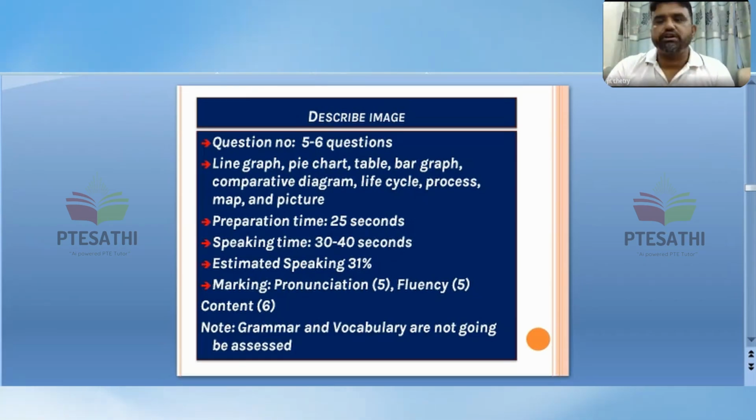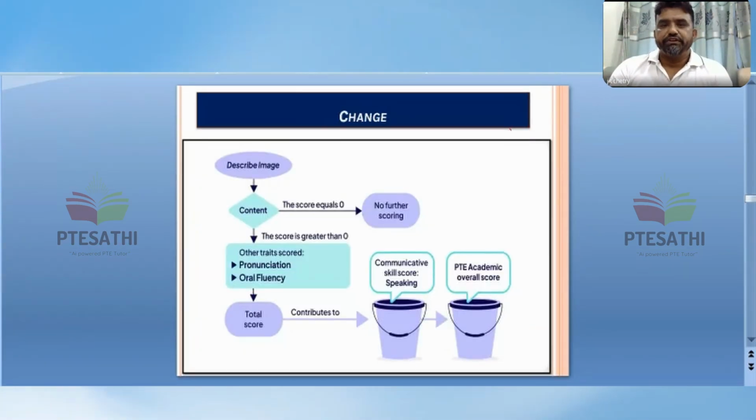So you need to focus on pronunciation, fluency, and content. Now, regarding what change, this is a significant change, as you can see there. In the past, the content score was not connected with pronunciation and fluency. However, at present, if your content is irrelevant, there won't be any further scoring.